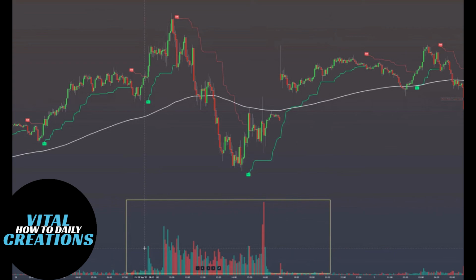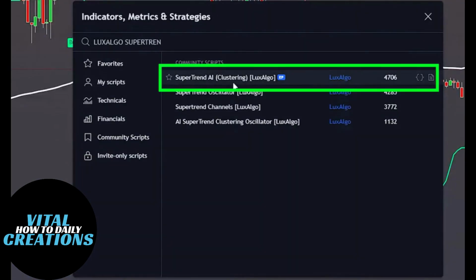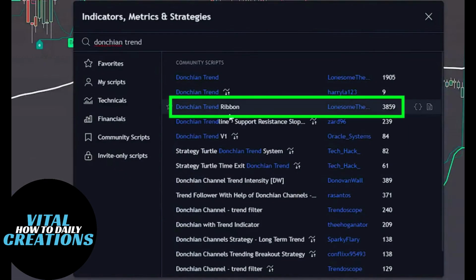And sell if price is below the 200 EMA. Sell signals from Super Trend AI and Pivot Point Super Trend, and on-chain trend ribbon, are highlighted in color red. Ignore signals if price is on the wrong side of the 200 EMA.